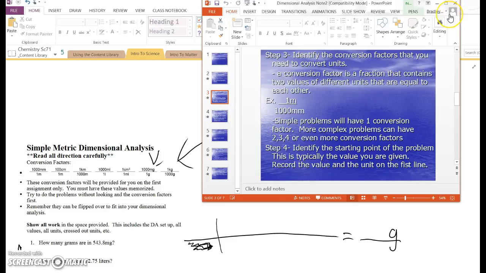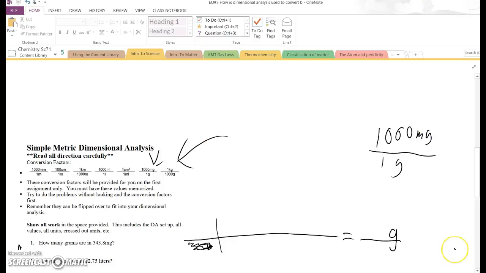The reason that I will have you begin with picking out your conversion factors is because the given is oftentimes hard to find. In this case, it's obvious. You only have one given. Sometimes you'll have multiple givens, but some of those givens are conversion factors. So in this case, my given is 543.8 milligrams. I'm going to record that in this position here. This is the starting point of my problem. This is where I will begin with my given, 543.8. And then it says, make sure you show all your work, all units.